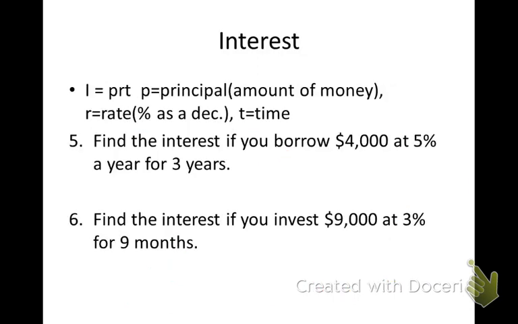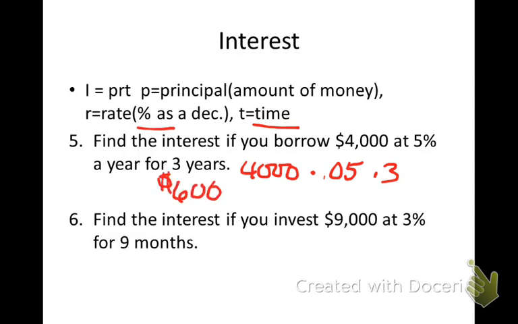Then the third type of problem is interest problems. And there's a formula for interest. Interest is equal to principal times rate times time. Principal is the amount of money you're either borrowing or investing. Rate is your percent as a decimal, and time is the length of time you're keeping it. And you do want to make sure the rate and the time are in the same units, usually considered years if it doesn't mention anything else. So find the interest if you borrow $4,000. That's our principal. Times the rate, 5% as a decimal, would be 0.05. Times the time, times 3. So just write that down, pick up your calculator and do that. You're going to get $600.